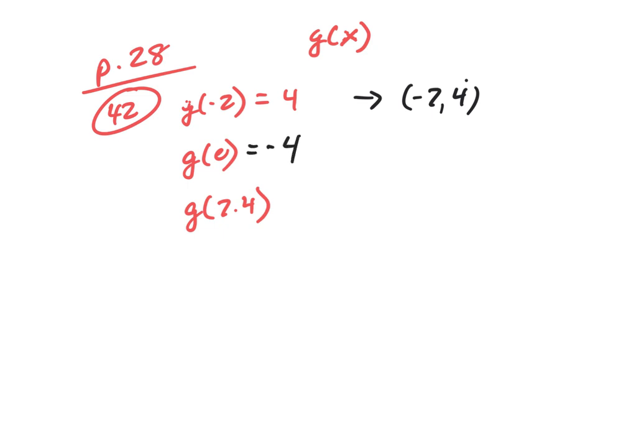Negative 4. And finally, this one looks hard, right? G of 2.4, well, how are we going to do that? Just look at the ordered pair and look at the ordered pairs that they give me. If they give me 2.4, the y value associated with it is negative 2.6176. So there's no math involved there. It's just another way of evaluating a function, but this time without the actual function.